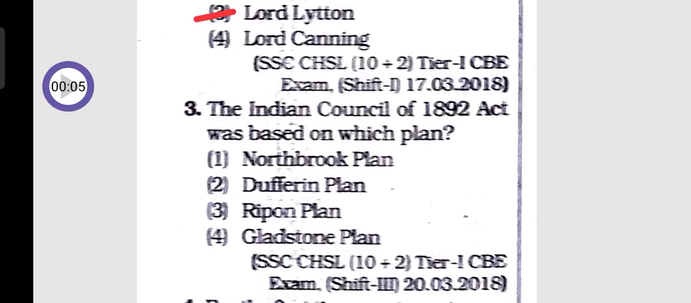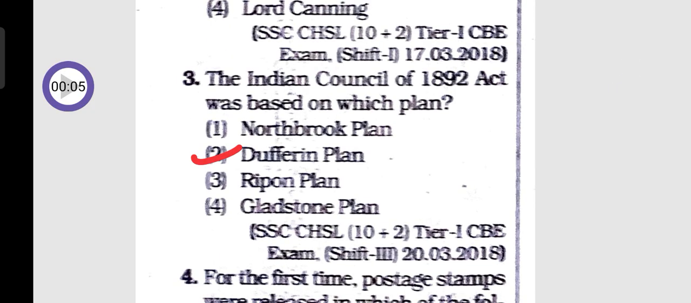Question number 3. The Indian Councils Act of 1892 was based on which plan? Option 1, Northbrook Plan. Option 2, Dufferin Plan. Option 3, Ripon Plan. Option 4, Gladstone Plan. So the answer is option 2, Dufferin Plan.